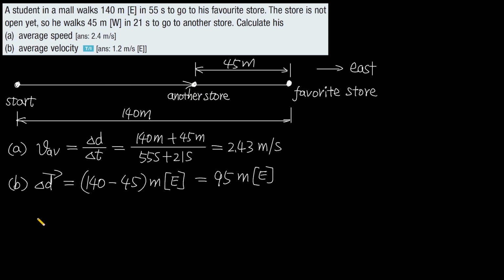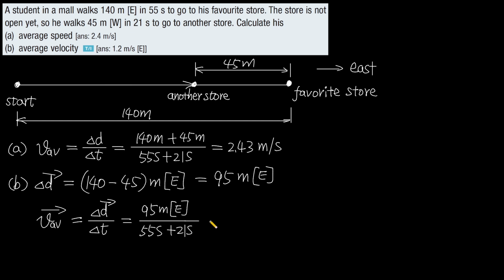So now the average velocity equals the displacement divided by the time interval, and this equals the displacement is 95 meters east, and the time interval is 55 seconds plus 21 seconds, and this equals 1.25 meters per second, and direction east.